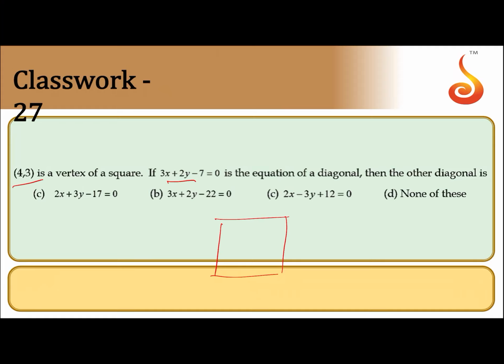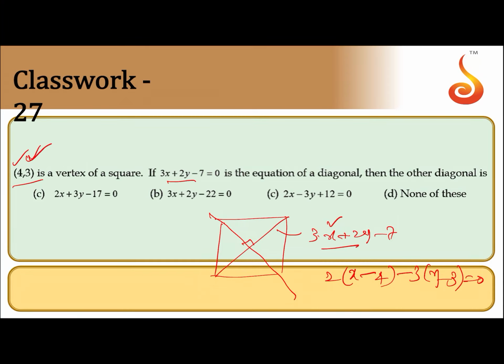So in case of a square, definitely if one diagonal is 3x plus 2y minus 7, the other diagonal will be perpendicular to this one and passing through (4, 3). So why can't you take this perpendicular line? Perpendicular means 2 multiplied by (x minus 4) minus 3 multiplied by (y minus 3) is equal to 0. So 2x minus 3y minus 8. 2x minus 3y is the only option. Therefore, the answer is C.